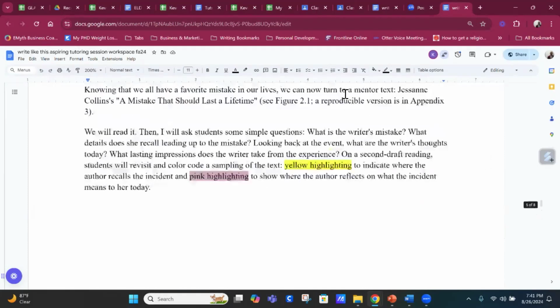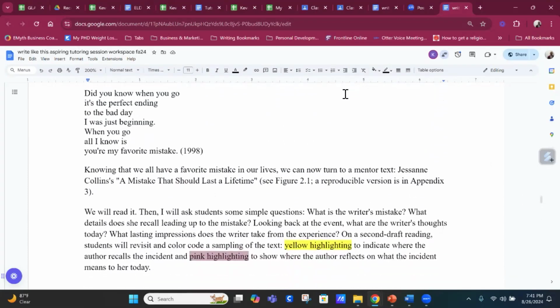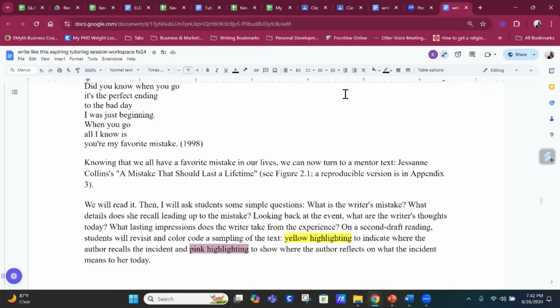Once you have read that, we're going to want to know, what is the writer's mistake? What details does she recall leading up to the mistake? Looking back at the event, what are the writer's thoughts today? What lasting impressions does the writer take from the experience? And then, of course, students will highlight the expressive part and highlight also the reflective part into different colors.